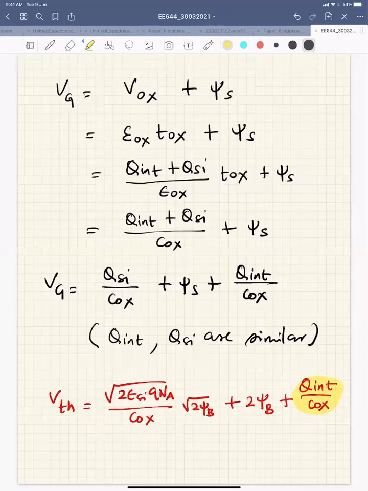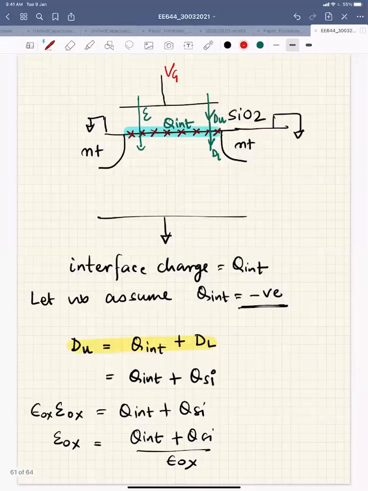If my silicon is not ideal, my transistor is not ideal, and I have some negative charge at the interface, your threshold voltage will increase, right? Because there are some negative charges at the interface. You could think of it in another way. Let's say I have some negative charges at the interface.